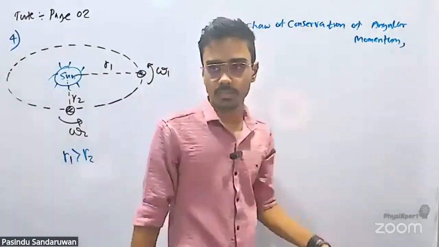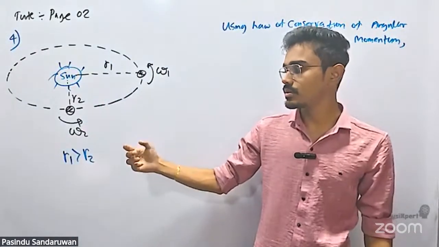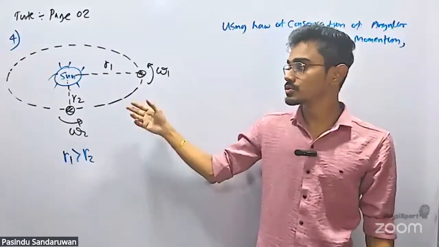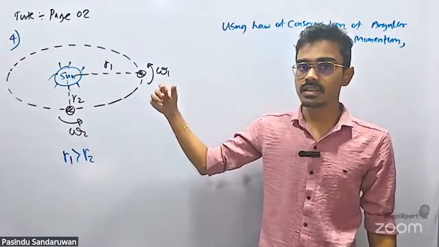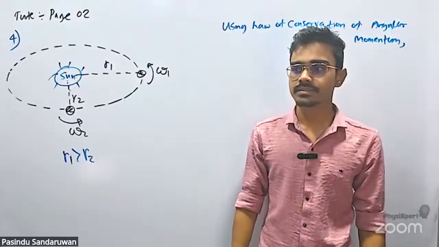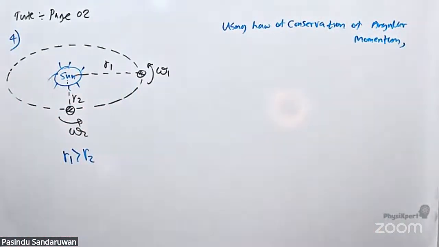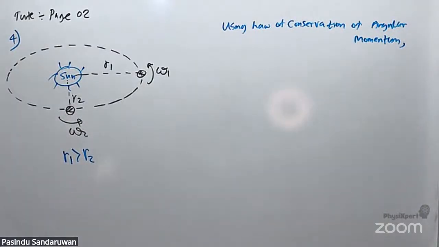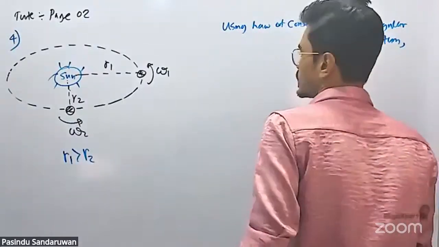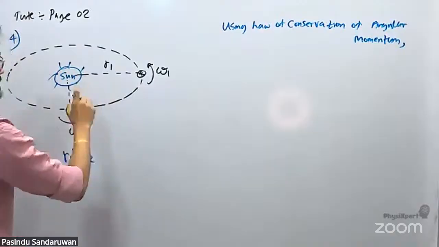R squared omega is constant. It is correct. So somehow you have to take that argument to an inequality, because if you have to show that omega 2 is greater, then somehow we have to prove it to an inequality, right? Right. Let's start. Okay. This is our first scenario. This is the second scenario.